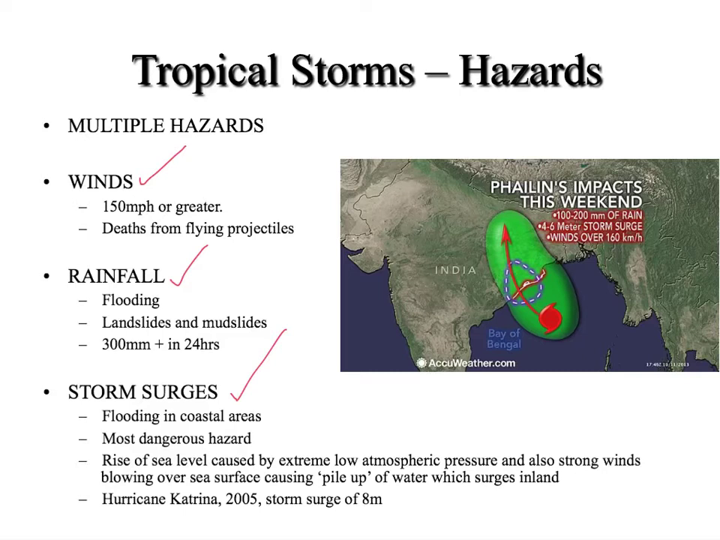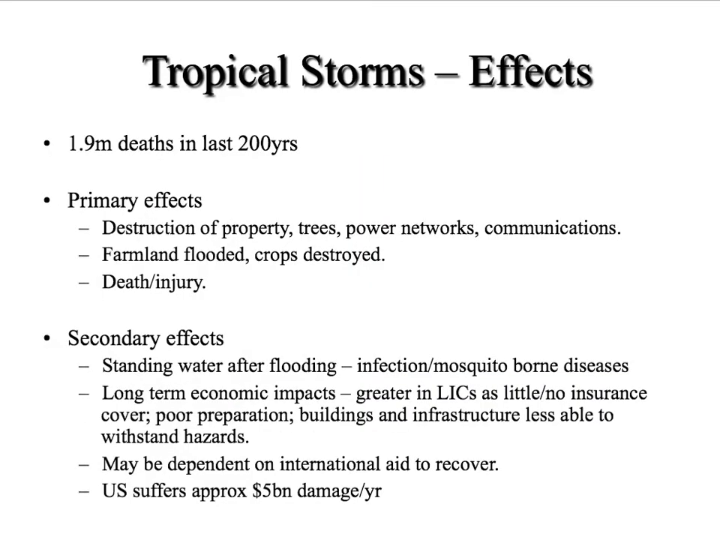The Hurricane Katrina storm surge in 2005, which caused inundation along the southern coast of the USA, was 8 meters in height. And we can see here, relating to a more recent event in the diagram, Cyclone Phailin, which hit the northeast coast of India a couple of weeks ago. We see here the kinds of hazards associated with that. Between 100 and 200 millimeters of rain, a 4 to 6 meter storm surge, and winds well over 160 kilometers per hour.